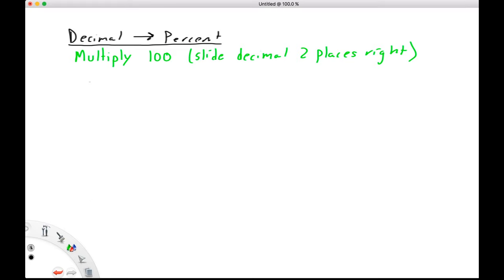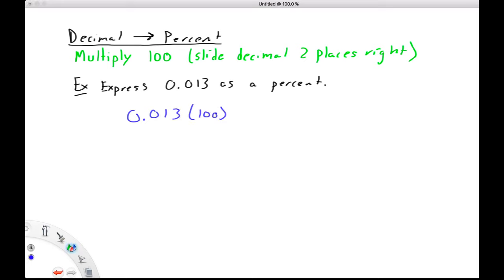So for instance, we might want to say express 0.013 as a percent. Well, this is the same as 0.013 times 100, or we are sliding that decimal place over by 2 places, which would give us 1.3, or more specifically, 1.3%.